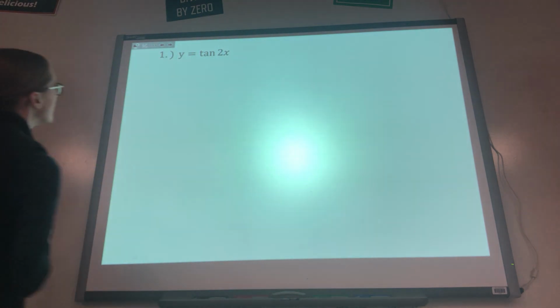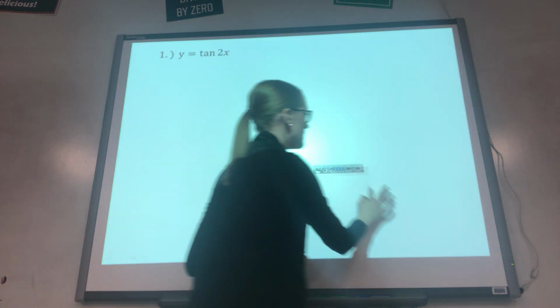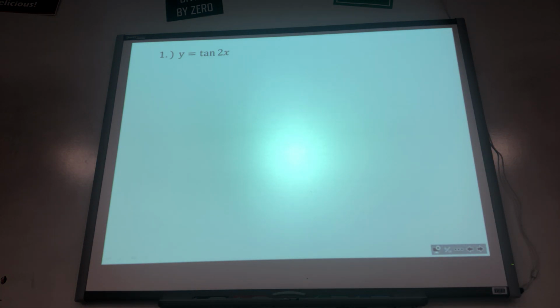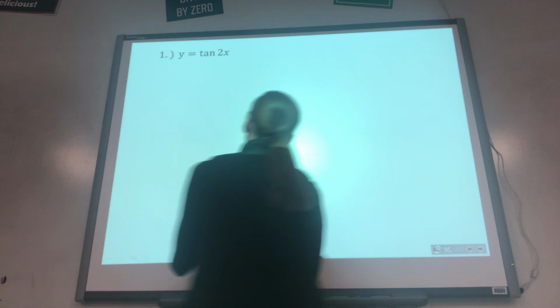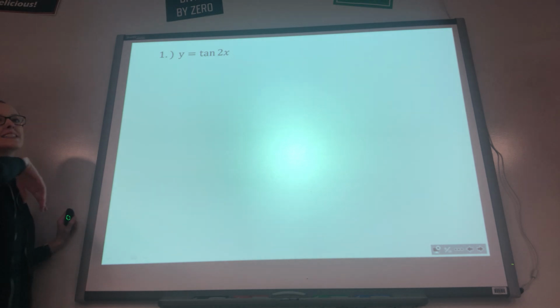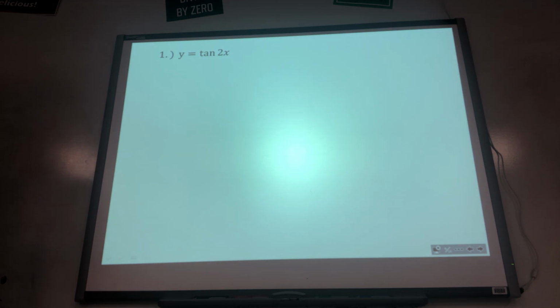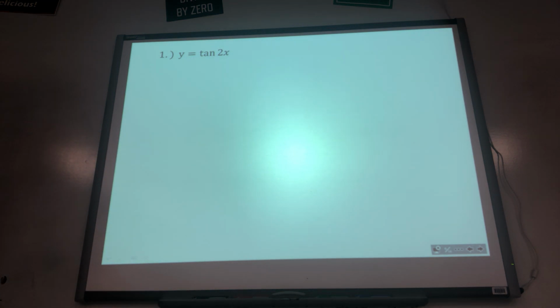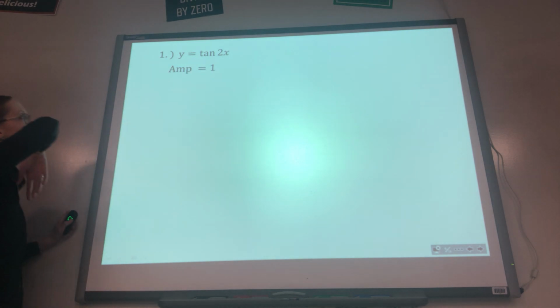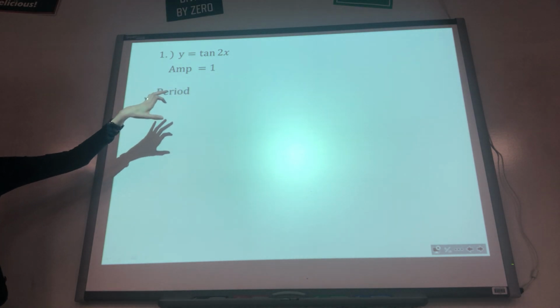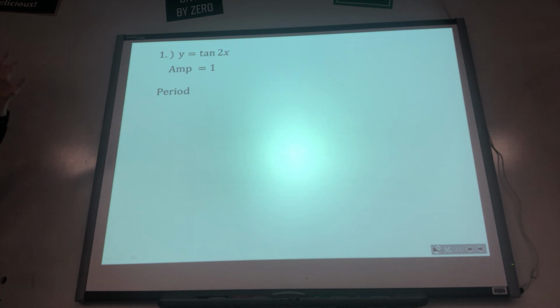So let me start with this one. Example 1 says y equals tangent of 2x. Not tangent of x, tangent of 2x. Okay, the directions said to state the amplitude and the period first. So going back to amplitude, it's the very same formula. Absolute value of A. A is still the number in front of the function, so absolute value of 1 is just 1. Now here comes a big difference today, so pay close attention.